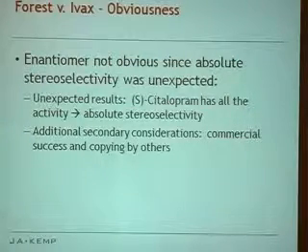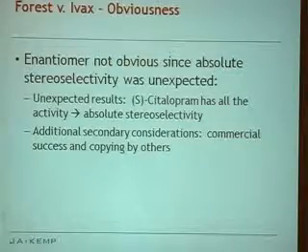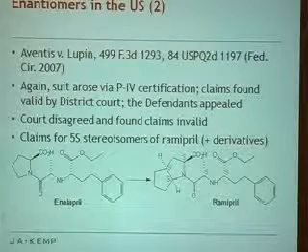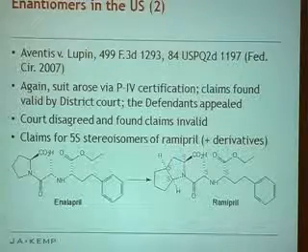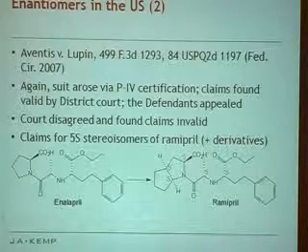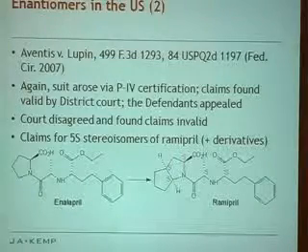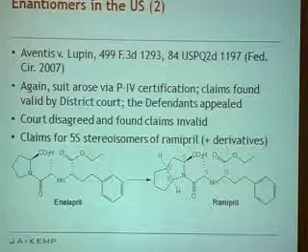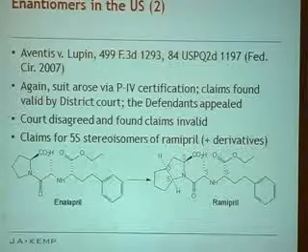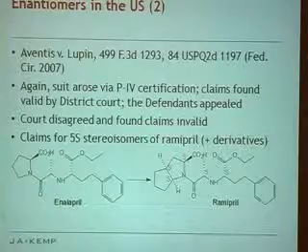So we have a fairly consistent view from the USA and from the EU on this topic thus far. A slightly less happy story is the Aventis v. Lupin. Again, this came via paragraph 4 certification. I don't want to get into the paragraph 4 procedure, so I just want to look at the merits of the case. But there they were claiming the 5S stereoisomers of ramipril and derivatives.